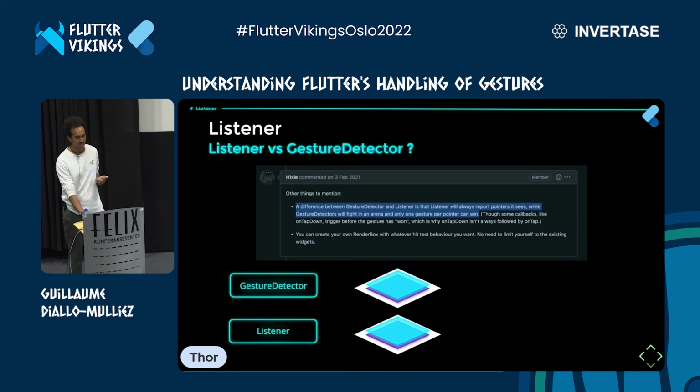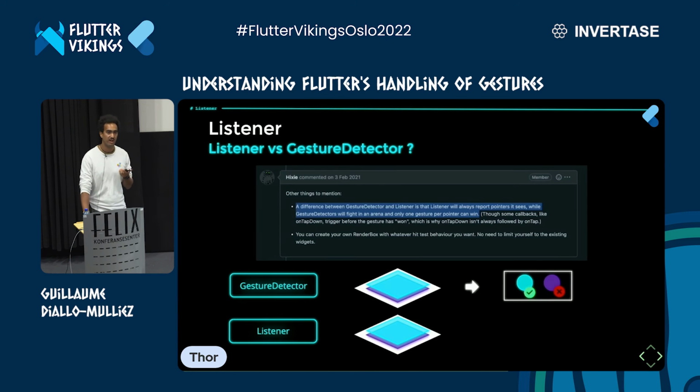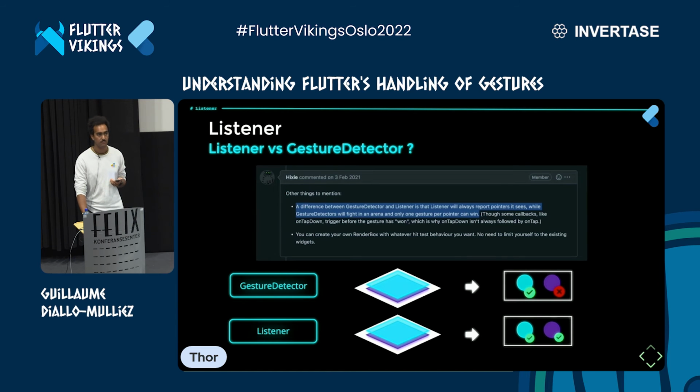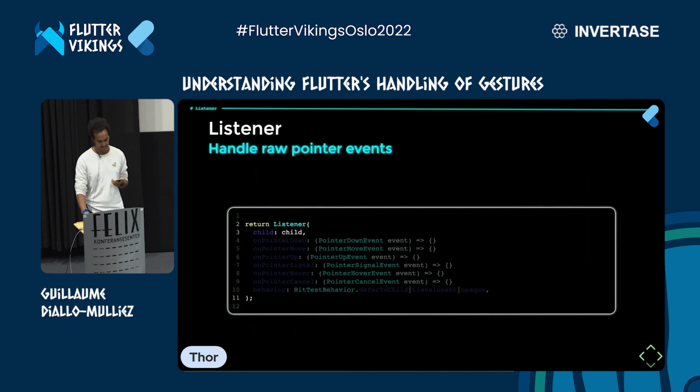When you use the gesture detector, you have a gesture arena, and then you have only one gesture recognizer that can actually handle the event. So when you use listeners, you can handle any pointer event at any point without interfering with what's underneath. And so you are actually able to handle multiple gestures just like that if you do not use directly the gesture detector. Now, what does the usage of the listener look like?